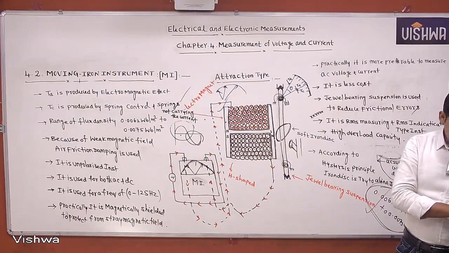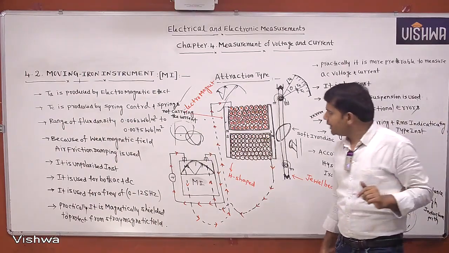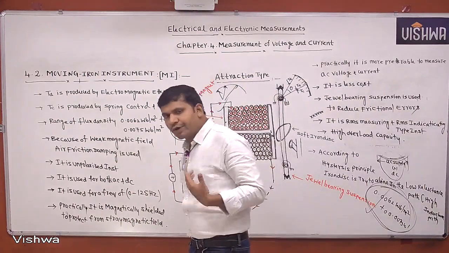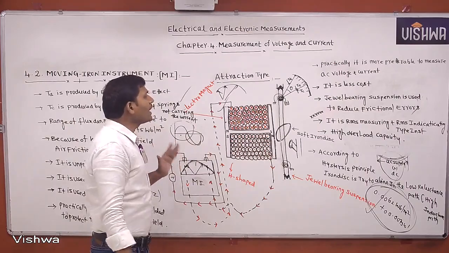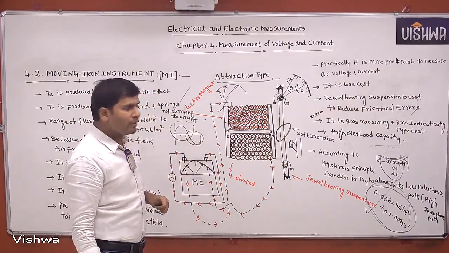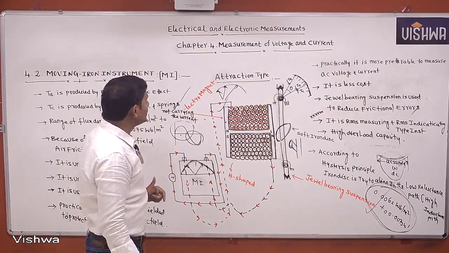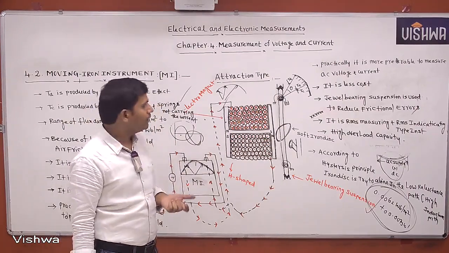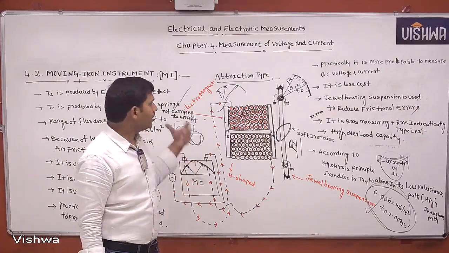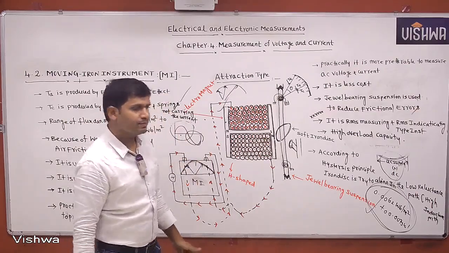Okay, in the next session, we'll continue with the operation of the repulsion type instrument. Then I will give some differences between attraction type and repulsion type instruments. After that, we'll start with the deflecting torque equation of MI instruments. Okay, clear? Understand? Concentrate on these points. Thank you.